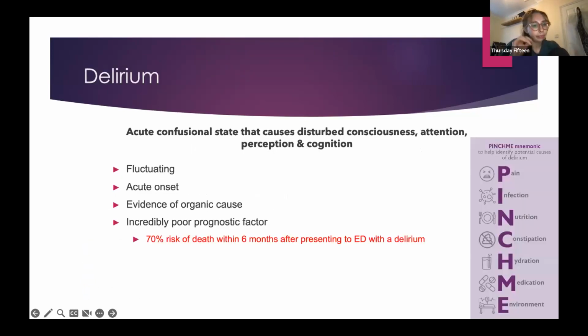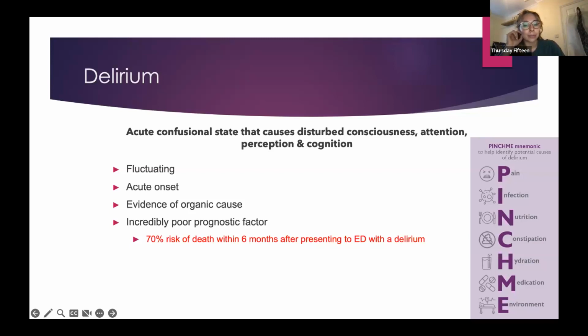So delirium is an acute confusional state that causes disturbed consciousness, attention, perception, and cognition. The classical things about delirium that distinguish it from other confused states are that it is fluctuating and it comes on acutely, and that there's generally evidence of an organic cause. I don't think many people know this, but it's considered by quite a lot of acute medics to be a medical emergency, because patients who present with a delirium have a 70% risk of dying in the 6 months after they present. So that's most of them die. And I don't know if we always consider that when we're seeing someone with a delirium.